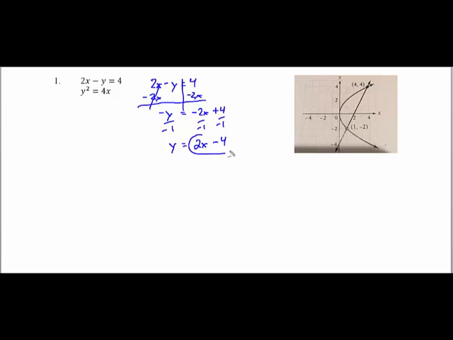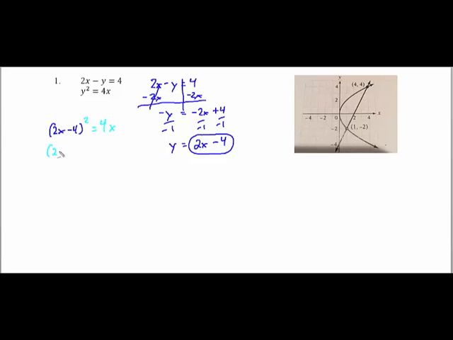Now this blue 2x minus 4 is going to go inside of this problem up here. So I'm going to put that 2x minus 4 inside of the y of the other equation. In doing so, what that is going to give me is one solitary equation with just the variable x. And what this will allow me to do is actually solve for x.